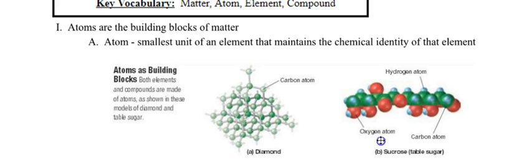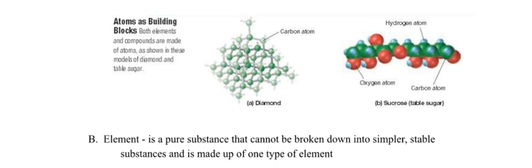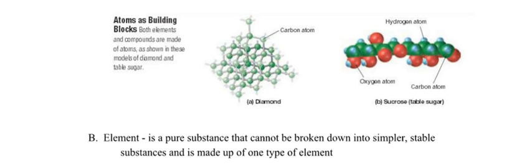Okay, so let's talk about elements and compounds a little bit. An element is a pure substance that cannot be broken down into a simpler, stable substance and is made up of what? This is important: it is made up of one kind of element. So let's highlight that. It's made up of only one type of element. That's what makes an element. They're all made up of the same stuff.